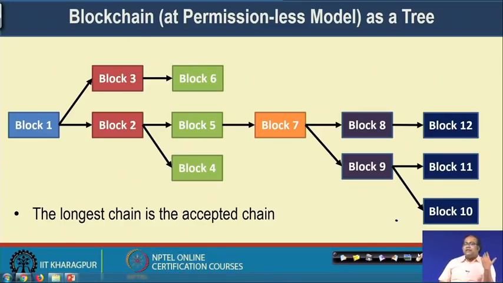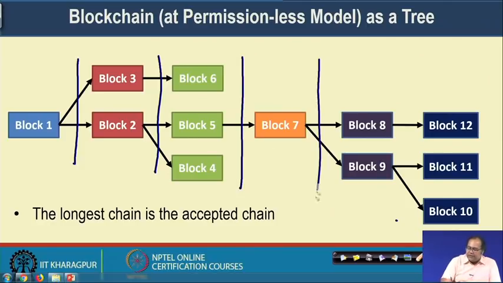They are simultaneously trying to solve a mathematically challenging problem based on this challenge response architecture that I have discussed in the last class, and based on that they are trying to find out a block. Now, each of these blocks is generated in individual time instances. So, this is say T1, at T1 you had the block 1.